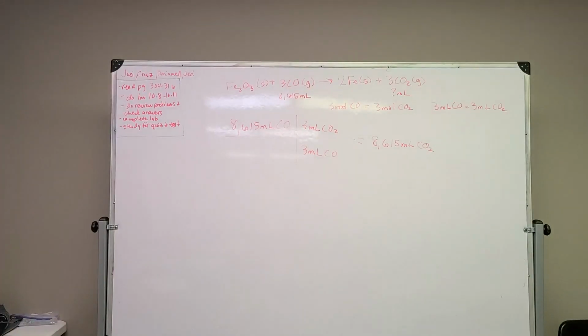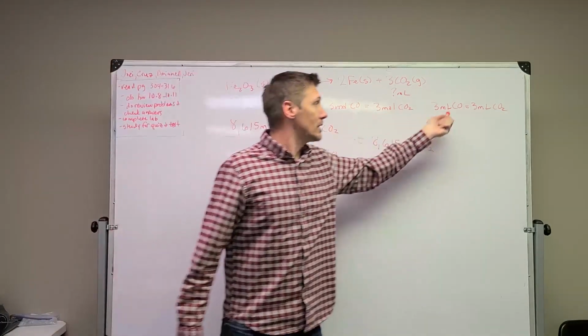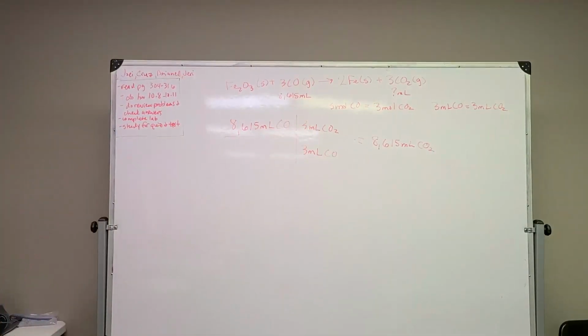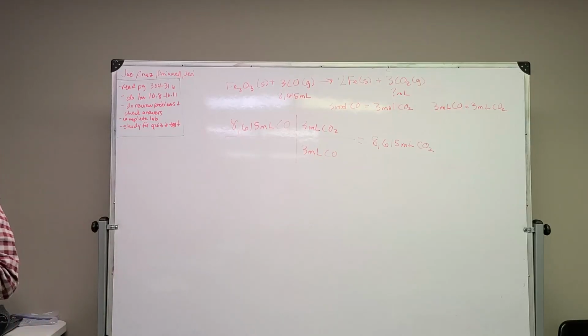cc's, right? What does cc stand for? Anybody know? Cubic centimeters. So cubic centimeters is another unit for volume. So we could say 3 cc's of CO equals 3 cc's of CO2. As long as you stick with the same unit, you can make those relationships based on the chemical equation, if we're dealing with gases. Okay? Any other questions?